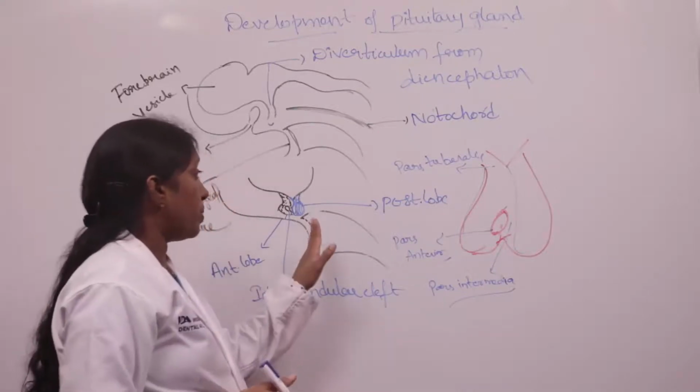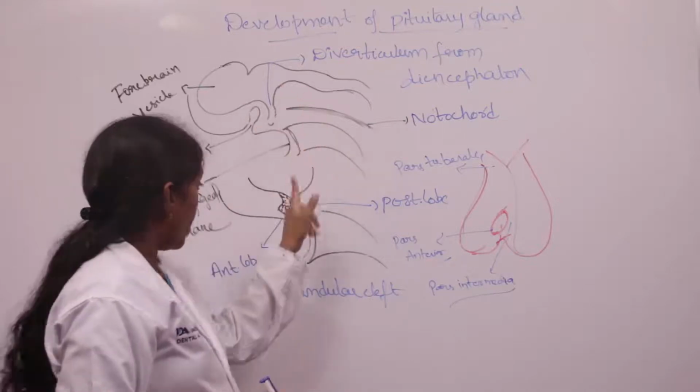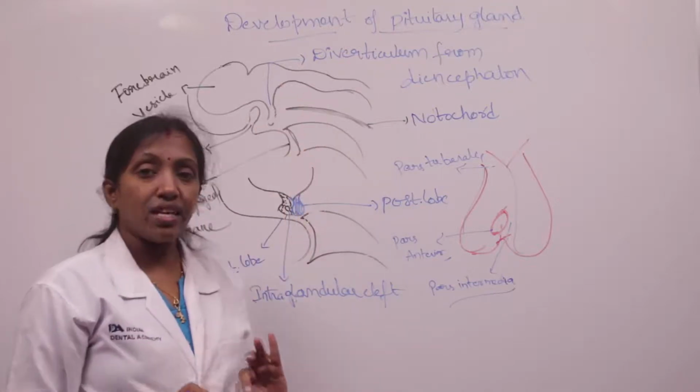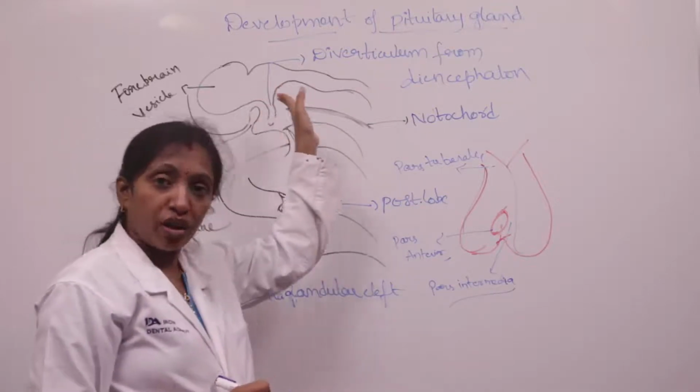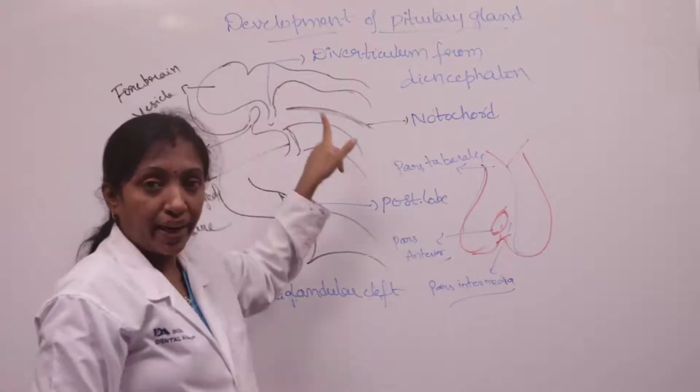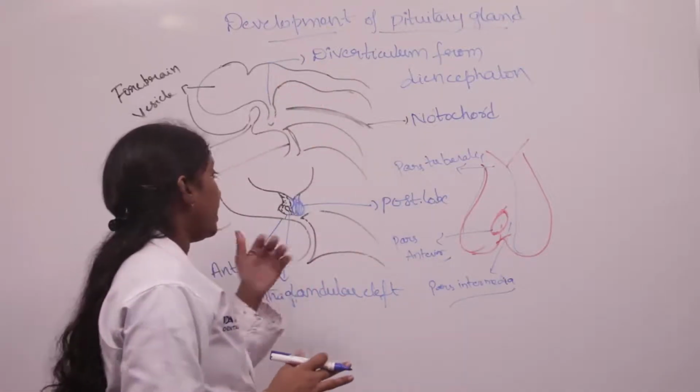But in the case of the posterior pituitary, because of differential development, of course it is developed from neuroectodermal origin, of course it is developed from the brain, but it doesn't contain any neurons.